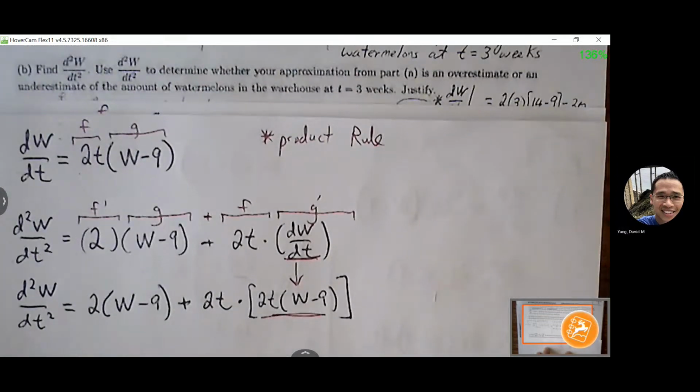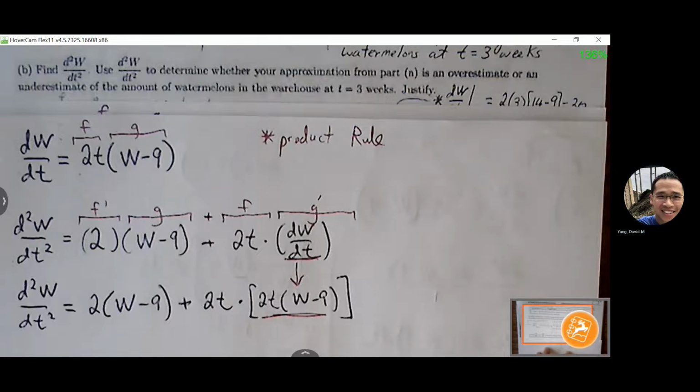Okay, so we have the tangent line equation. We want to know whether the tangent is overestimate or underestimate. We're going to insert 3, 14 in for all the values here, and we're going to get a number, right? And that number, the important thing is whether that number is what? Yeah, positive or negative. That's all we care about. If it's positive or negative.